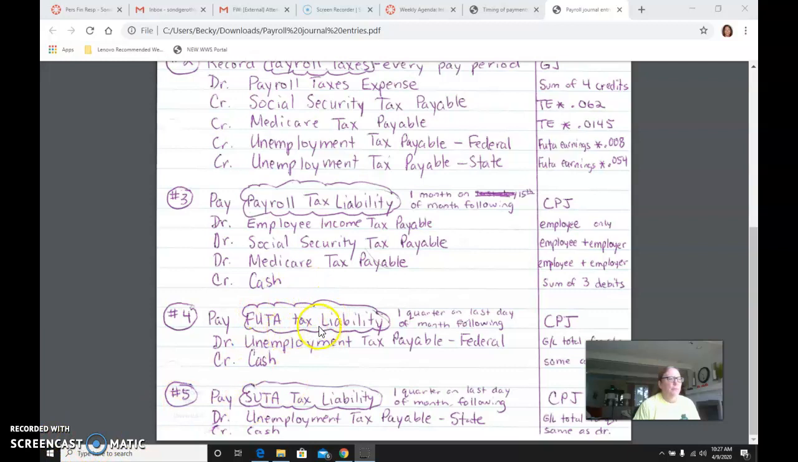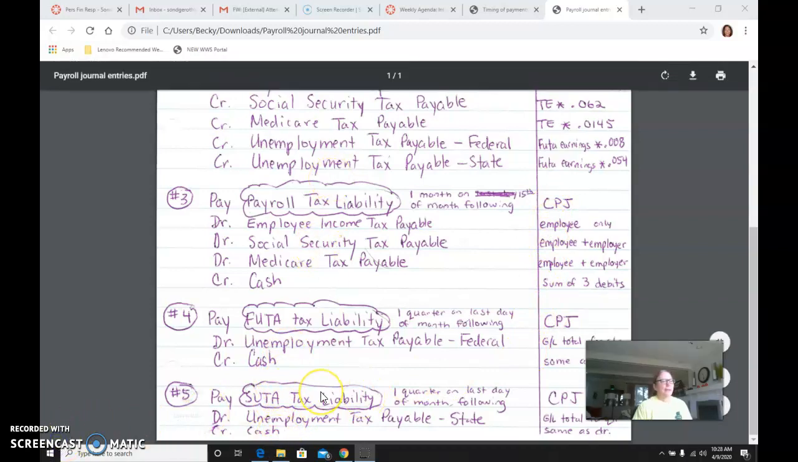And then the FUTA tax liability, 1 quarter on the last day of the month following. So it's for 1 quarter, and we do it on the last day of the month following. And then SUTA, same thing as far as timing, and these are all in the cash payments journal. And we debit the liability to get rid of it, credit cash.